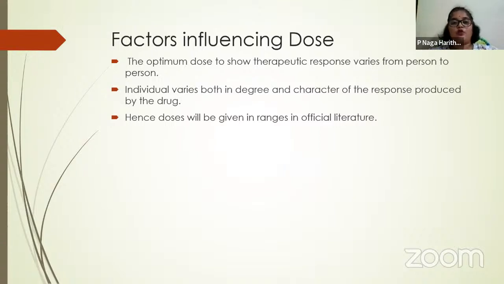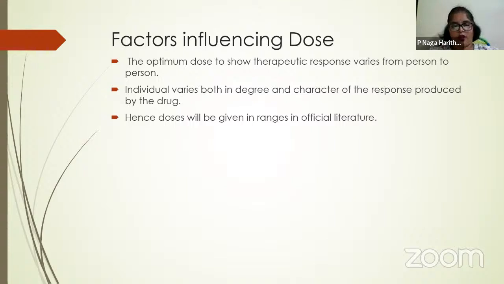Absolutely. Tomorrow, when you go back to your college, please go to the library and open the Indian Pharmacopoeia. Definitely, every college library would have the Indian Pharmacopoeia. You just open it and see the dose of a drug. It would always be given in a range, never a pinpoint dose.